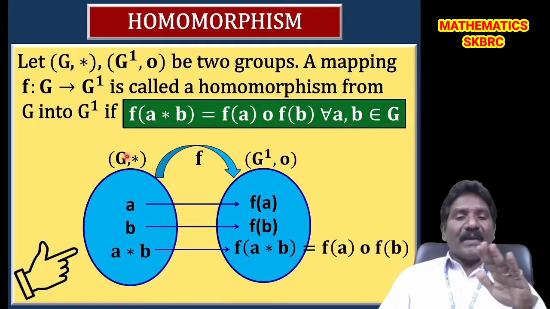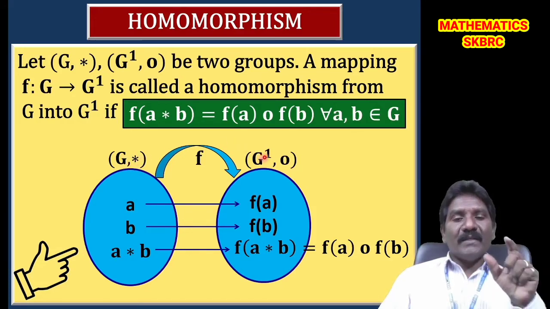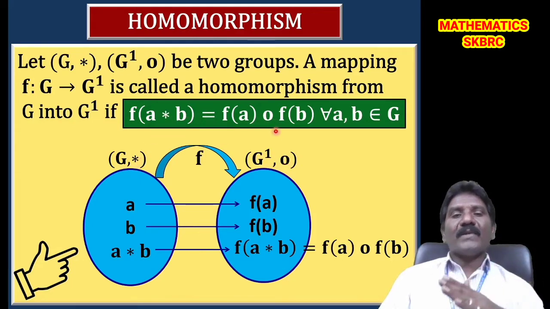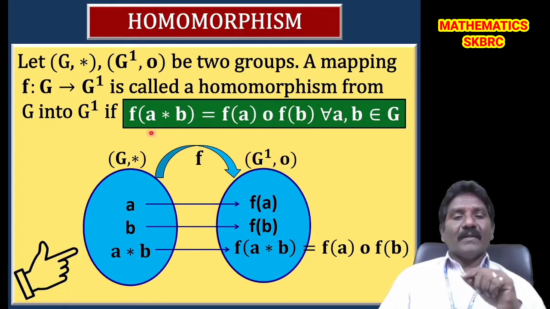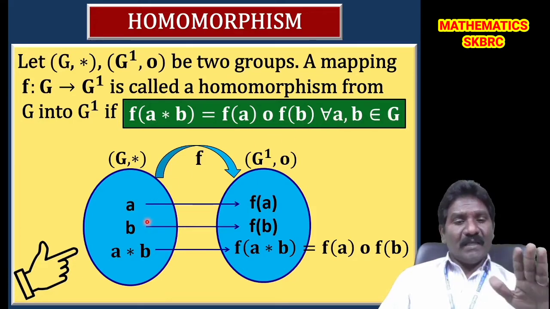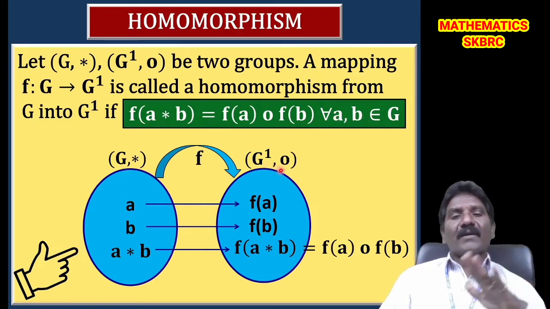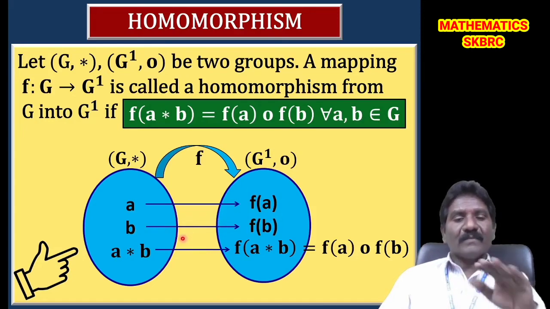Here, the operation in the domain G is star and the operation in the codomain G dash is circle. So the LHS operation belongs to G and the RHS operation belongs to G dash. Therefore, F is a homomorphism from G to G dash. Then we write F of A star B is equal to F of A circle F of B for all A, B belong to G. A, B belongs to G gives A star B belongs to G. A belongs to G, F of A belongs to G dash. B belongs to G, F of B belongs to G dash, and so on.